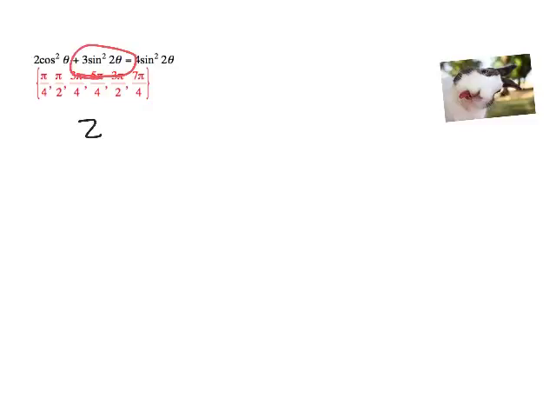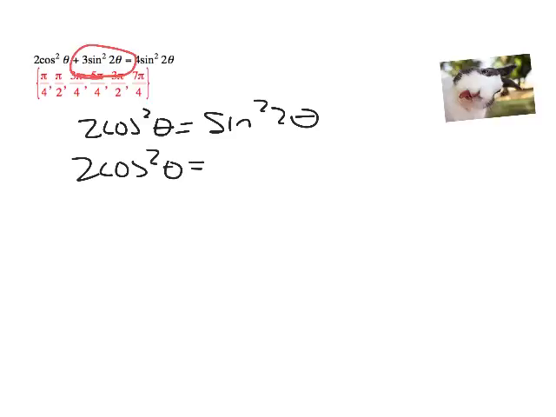So you get 2 cosine squared theta equals 4 minus 3, which is just 1, sine squared 2 theta. And really what this is, it's sine 2 theta times sine of 2 theta, right? I mean, that's what sine squared is, sine times sine. So sine of 2 theta times sine of 2 theta. And again, there are other ways to get there, but this is the way I'm going.